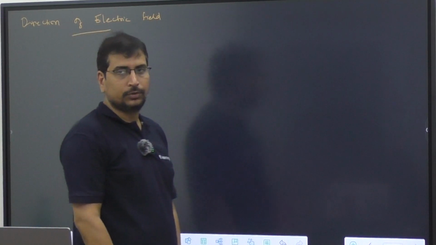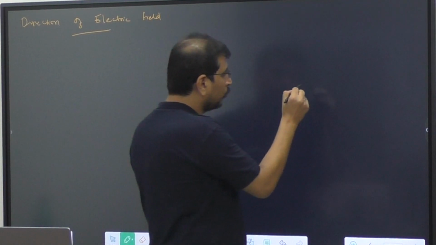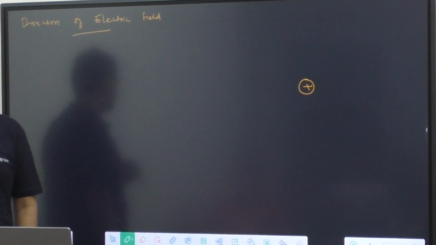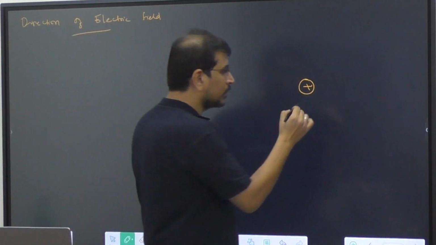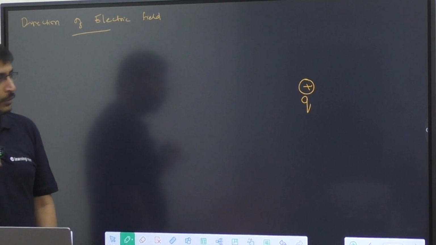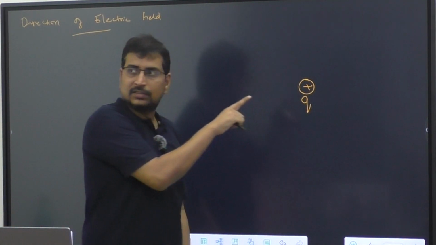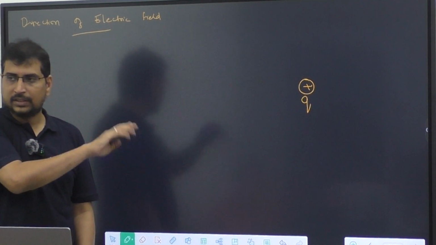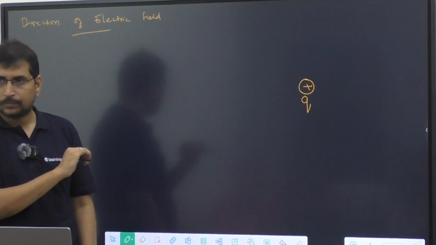Let's see how to find the direction of electric field. Suppose I take an isolated positive charge. You know what the meaning of an isolated positive charge is, right? It is a system which has only one positive charge. So what is this charge? Is it the source charge or a test charge? This one is the source. It is the one which is creating the electric field.